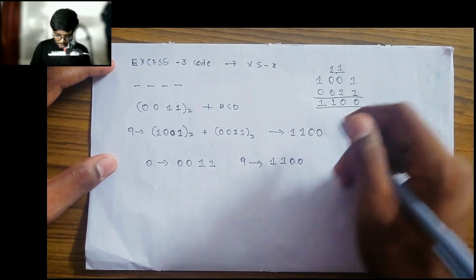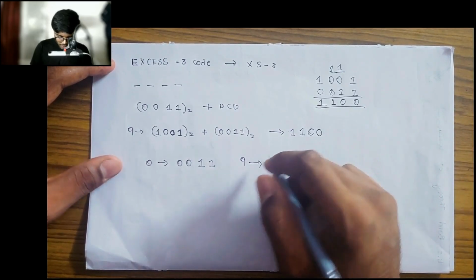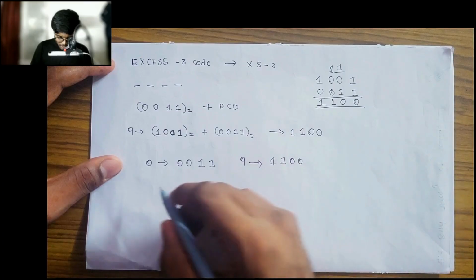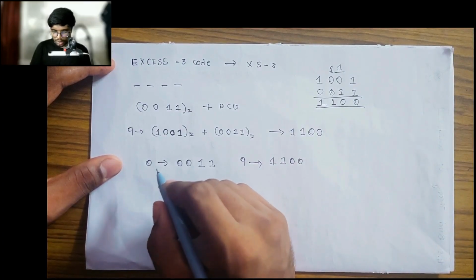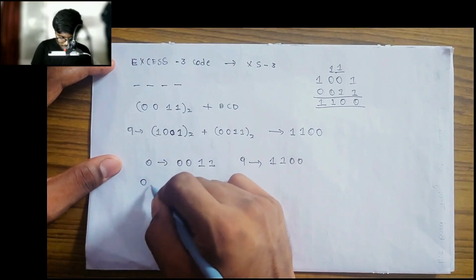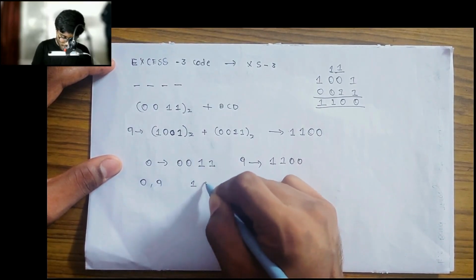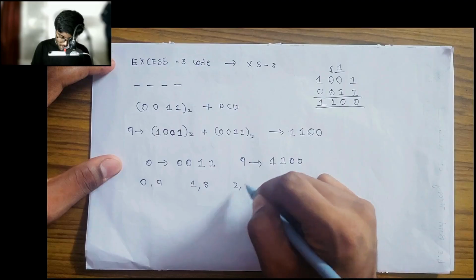Self-complementing code, in the sense of the 9's complement. For the 9's complement, the sum of two numbers should be 9. So the 9's complement of 0 is 9, the 9's complement of 1 is 8, the 9's complement of 2 is 7, and so on.